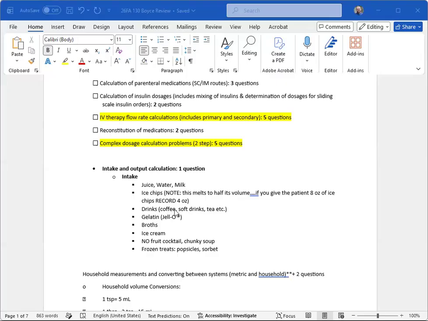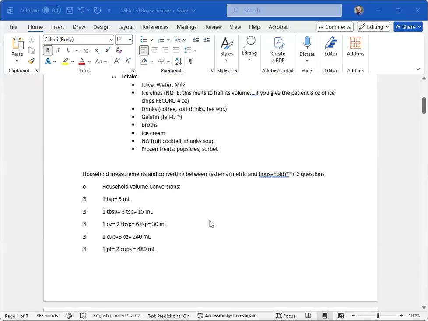Your drinks, obviously, and then ice. For ice, you're going to use its volume once it's melted, and so it's going to be half. So if they tell you 8 ounces of ice, just know that that's actually 4 ounces. So there's some nuance there. I think you got introduced to that in 110, so that shouldn't be a problem. This is just a review.